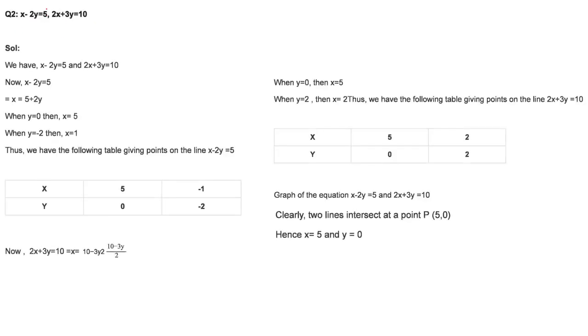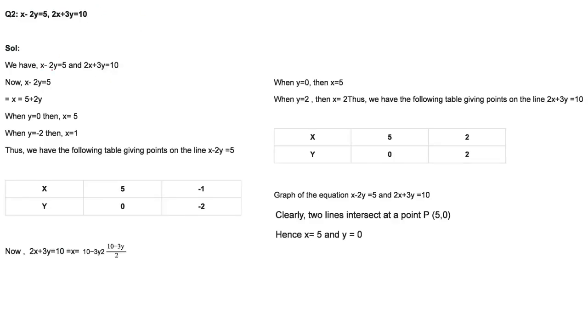For example, let us go to the second question. Now these are two lines, and we need to find out the graph and solve this. So how to do this? First of all, x minus 2y equal to 5, 2x plus 3y equal to 10. So we can put x equal to 5 plus 2y as I suggested earlier. And here also we can put x equal to (10 minus 3y) by 2.